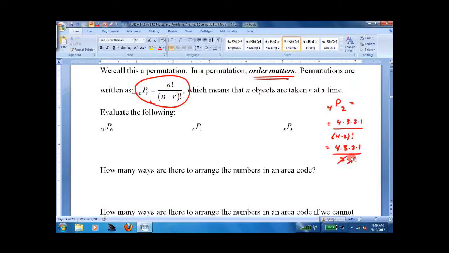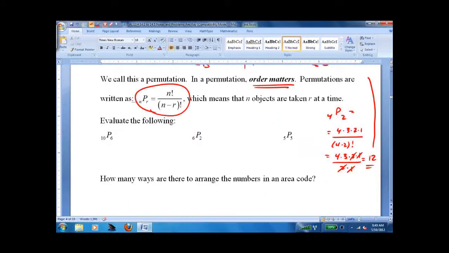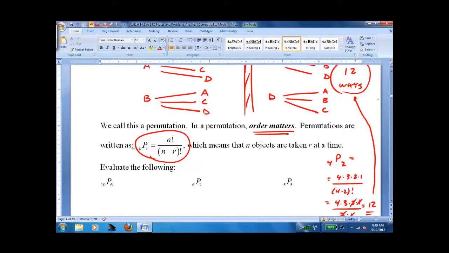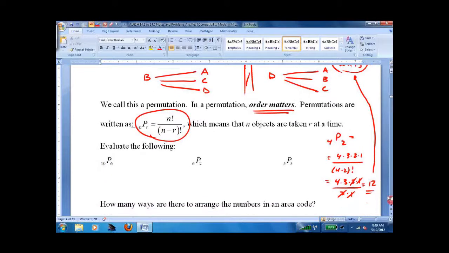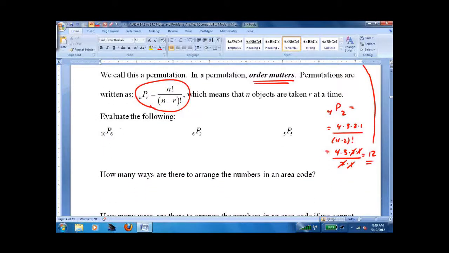We cancel the 2 and the 1. We're left with 4 times 3, which is 12. And that's what we had up here. 12 ways. So you might want to pause it and try these on your own. I'll get you started.